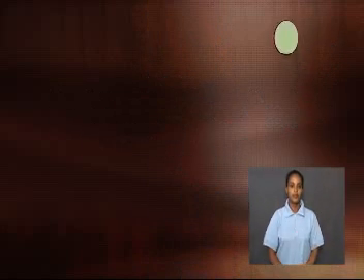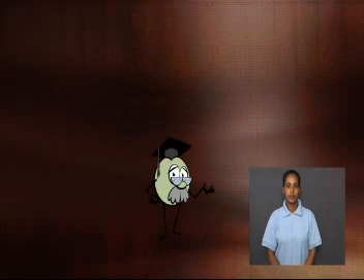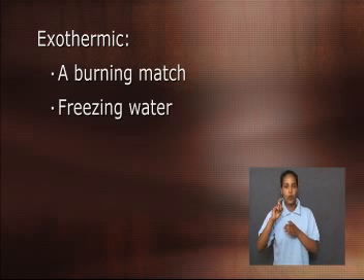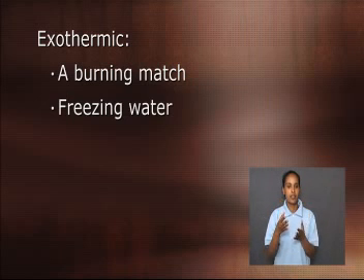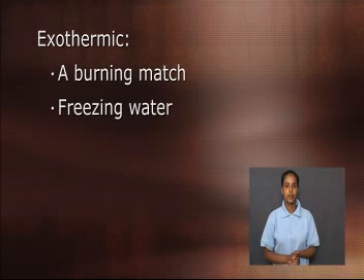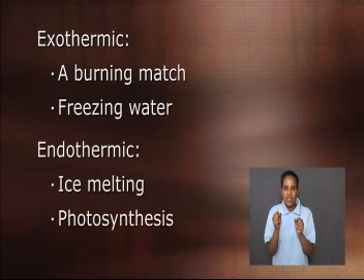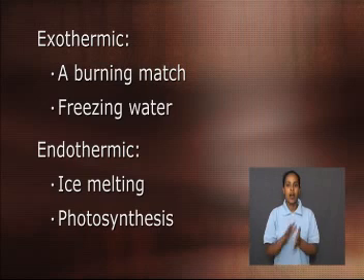Time's up. Let's get back to our lesson. Hello again, students. I wonder what examples you thought of. As we discussed, an exothermic process is any reaction that gives off heat. A couple of examples are a burning match or water that is freezing. Endothermic processes absorb heat. Therefore, ice melting and the process of photosynthesis are good examples. The absorption of heat is necessary for these reactions to occur.